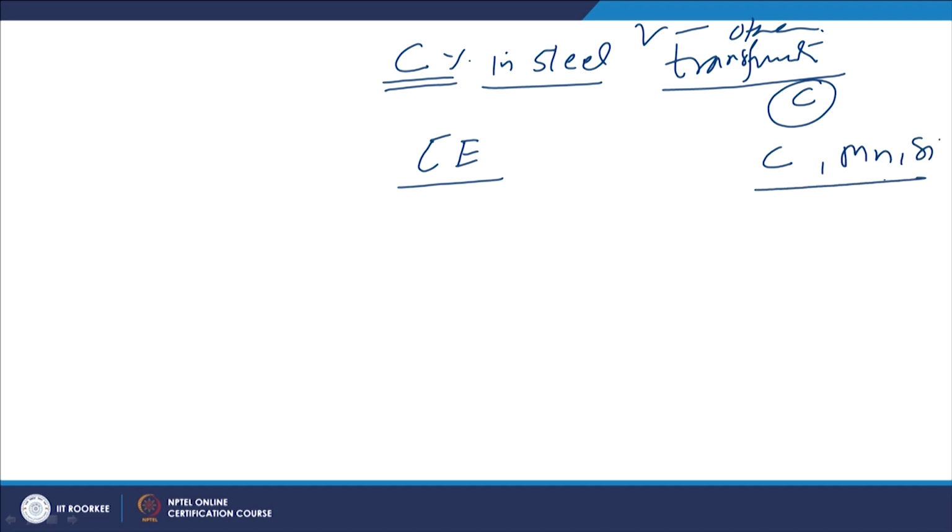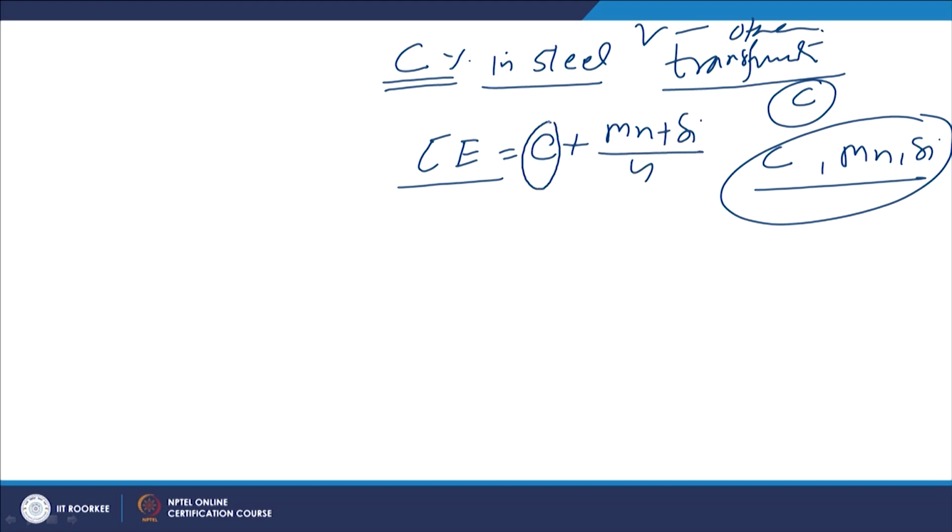So, their effect is also to be taken into account, to consider the way the presence of all these three elements affects the transformation behavior. That is taken care of with the help of the carbon equivalent, which is carbon plus manganese plus silicon divided by 4. Carbon has the maximum effect on hardenability, and manganese and silicon have lower effects. Accordingly, their contribution is taken care of.